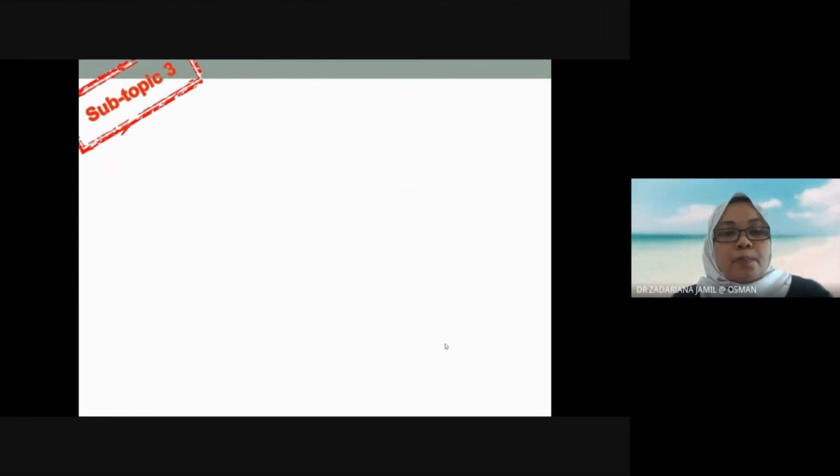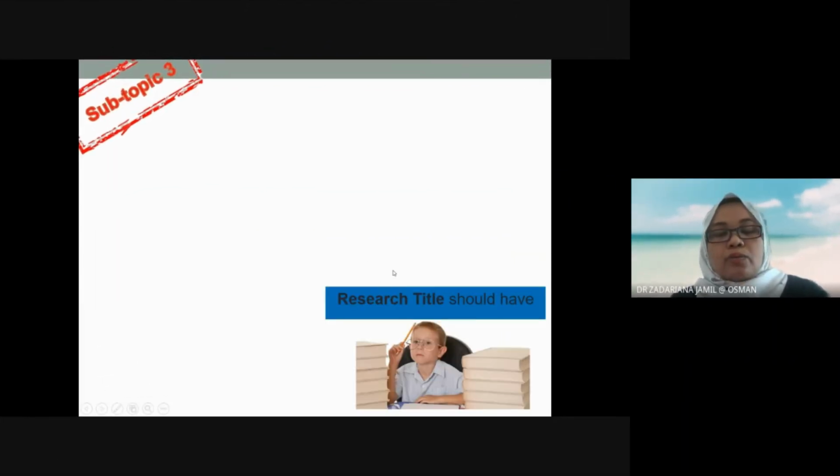Let's look at topic 3. How do you construct a research title? What kind of elements does a research title need to have? A research title should have clear and precise words.